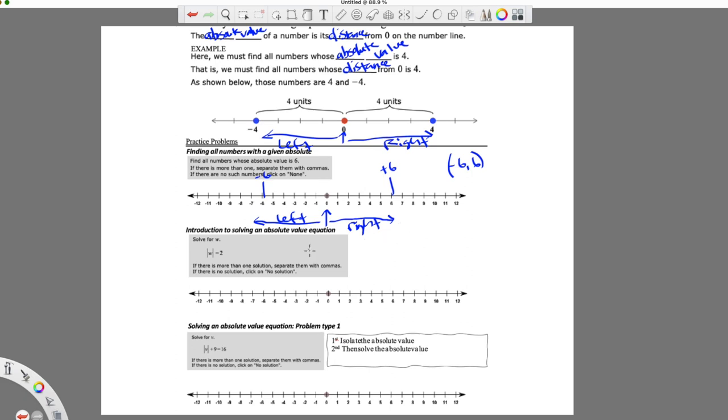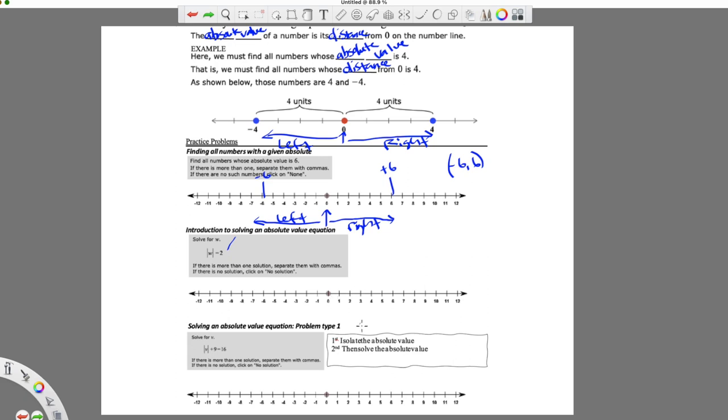All right. So now I'm going to look at solve for W. So it says the absolute value of W equals 2. So if there's more than one solution, separate them with commas. So this is asking the exact same question that this one was asking. It's just not asking it with words, it's asking it with symbols. So we still want to find all numbers whose absolute value would be 2 in this case instead of 6. We're going to do the same thing.